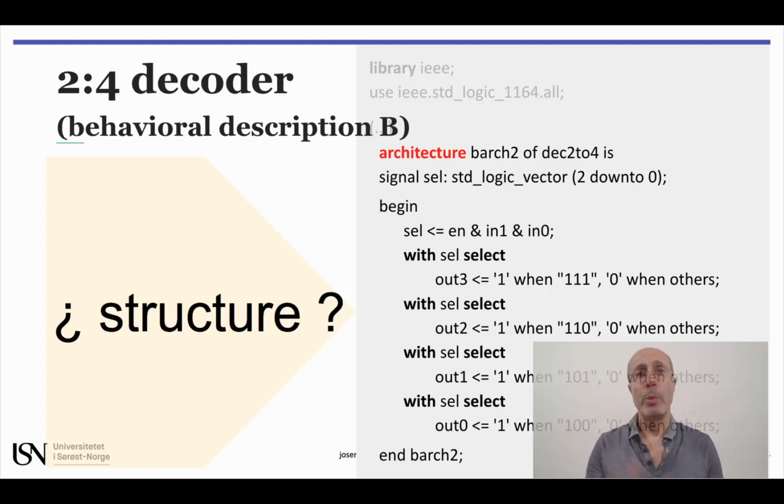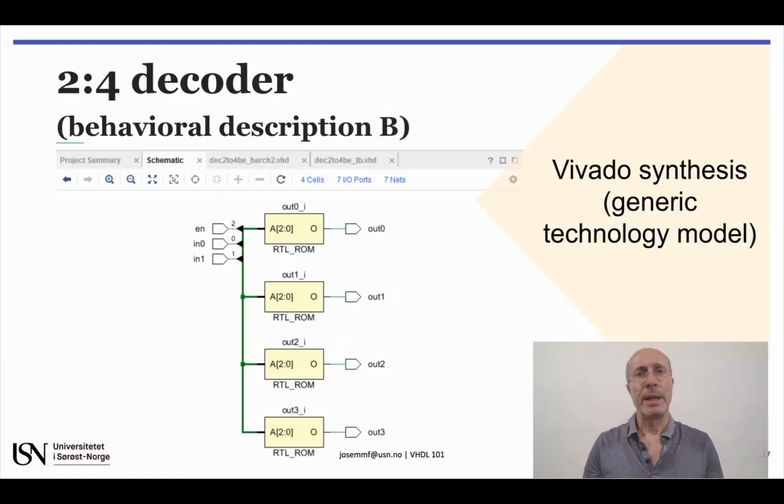We will provide the formal introduction to this concurrent statement later, but you will understand what the circuit does just by reading the statements. And here's the generic technology model created by Vivado Synthesis from this description. Notice the use of read-only memory blocks, and that Vivado estimates the need for only 4 cells.